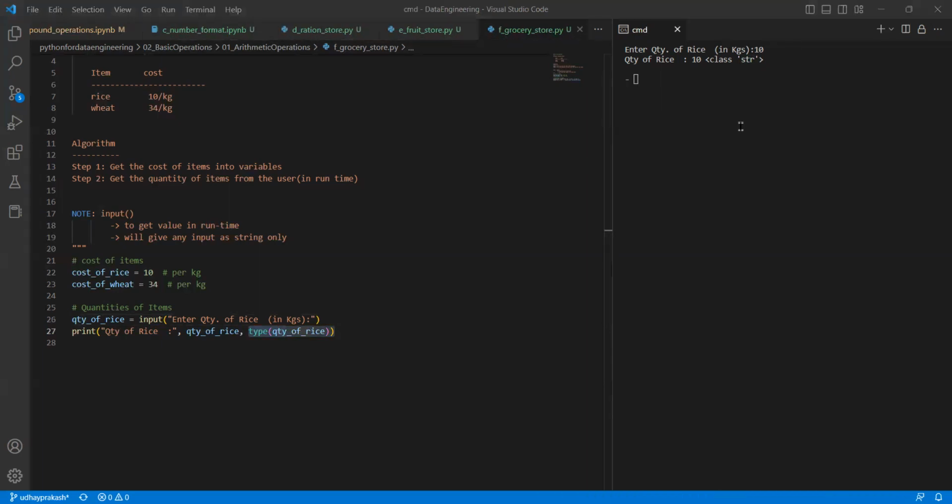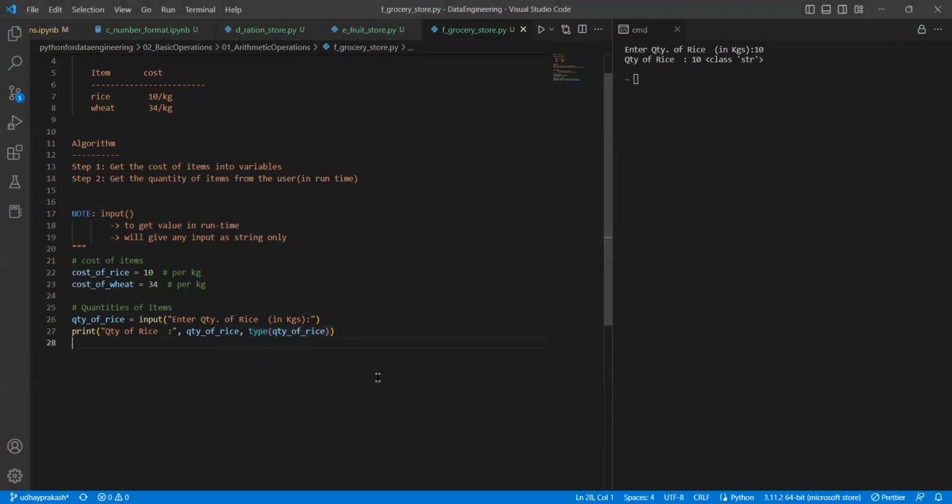But I gave an integer, so why is it taking a string? Because that's a property of it. Assume that, so what will happen if it works like this? This is very interesting. In other languages, we cannot do cross data type computations, right? Whereas in Python, it works like that.